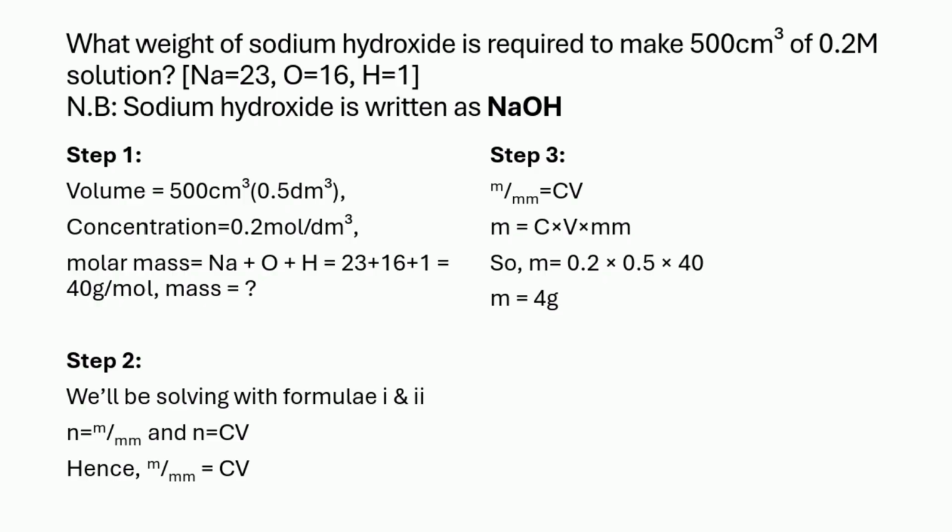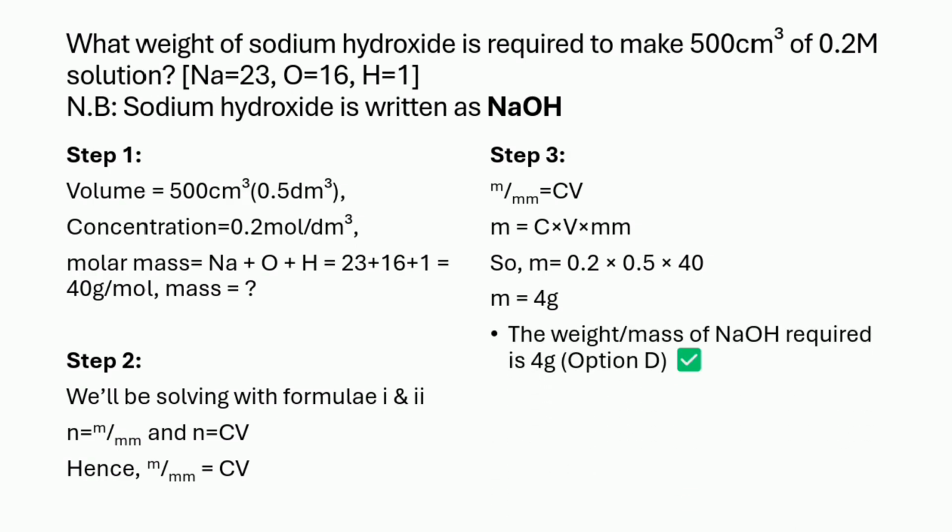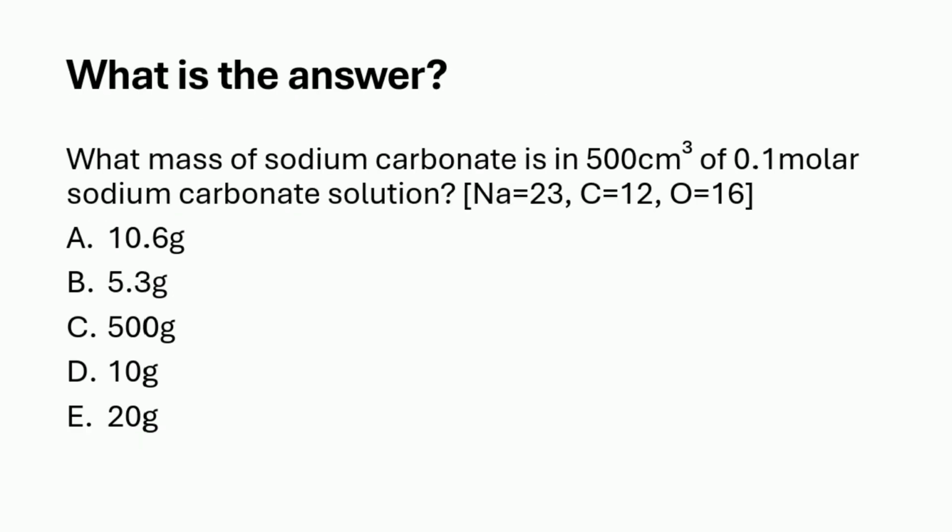After equating, you do normal mathematics and cross multiply: mass equals concentration times volume times molar mass. Inserting your parameters, mass equals 0.2 multiplied by 0.5, which is the volume, multiplied by 40, which is the molar mass. Then we have the mass to be 4 grams, and that is the answer right there. So let me give you this question. If truly you've gotten what we did in this video, solve this question yourself.